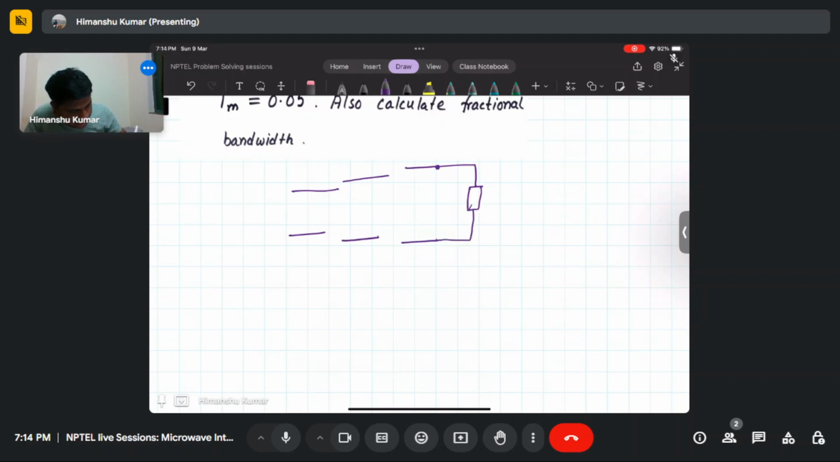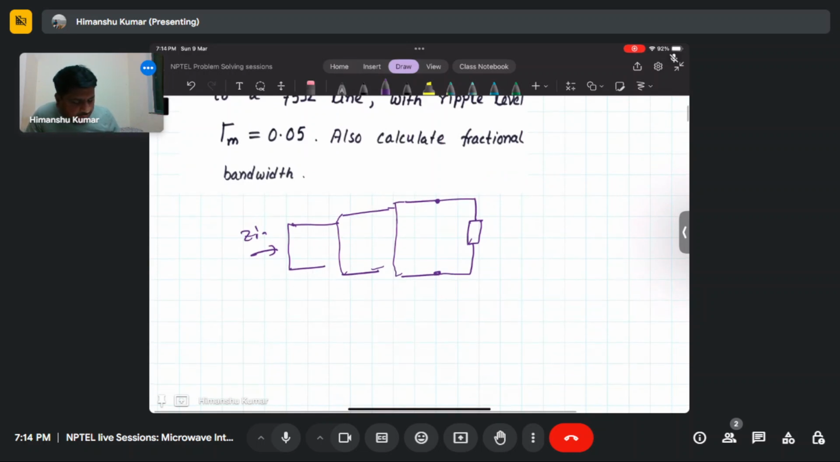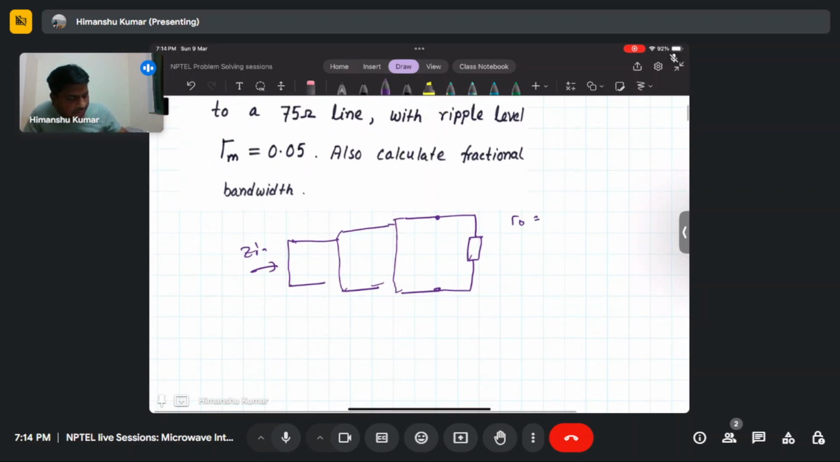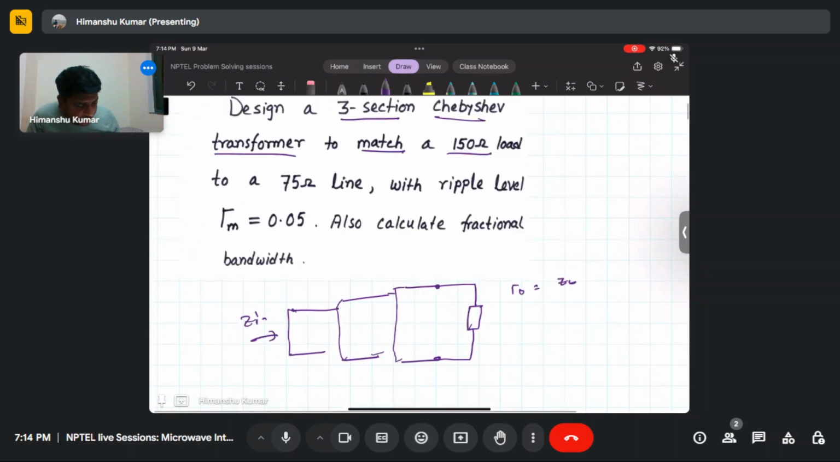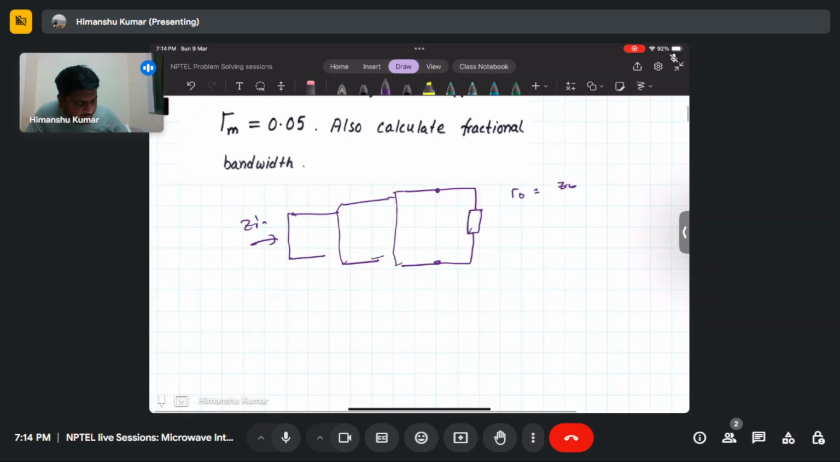So this is one section, this is the other section, and here you need to find Z in. Also, n equals to, you can define the node. This is at the load side. So gamma 0 you can define as ZL minus... Basically, you need to find each of this gamma 1, gamma 2, gamma 3 of each of the lines.